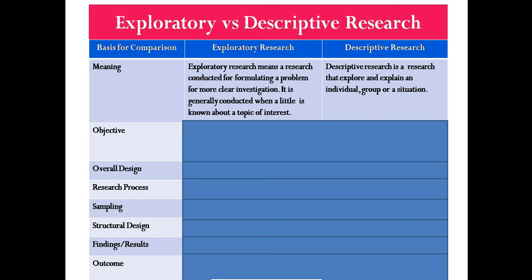For example, the example we have taken: UP election or Punjab election. Election is not an unknown entity. Political parties are not an unknown entity. Everything is known. But still we are trying to describe the phenomena.